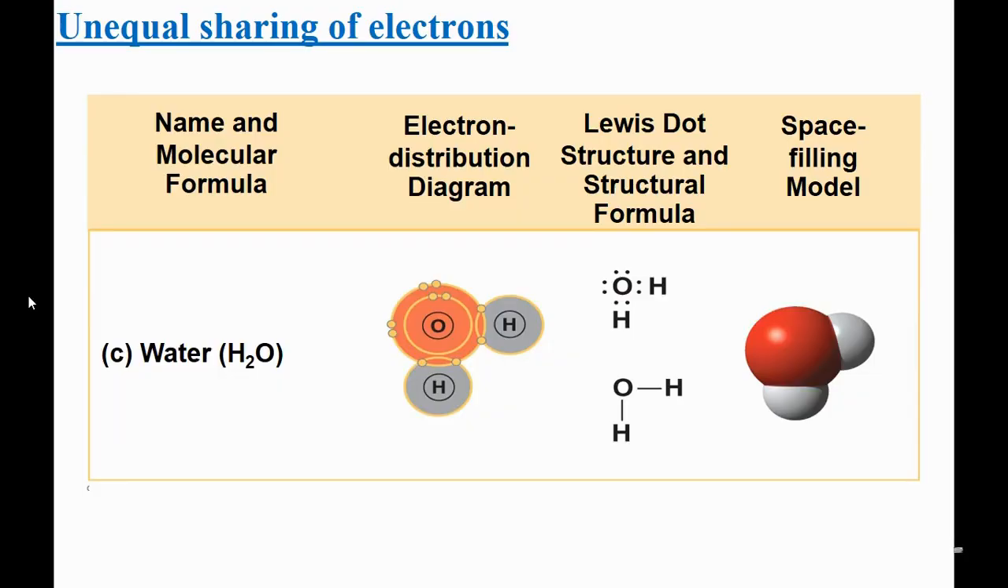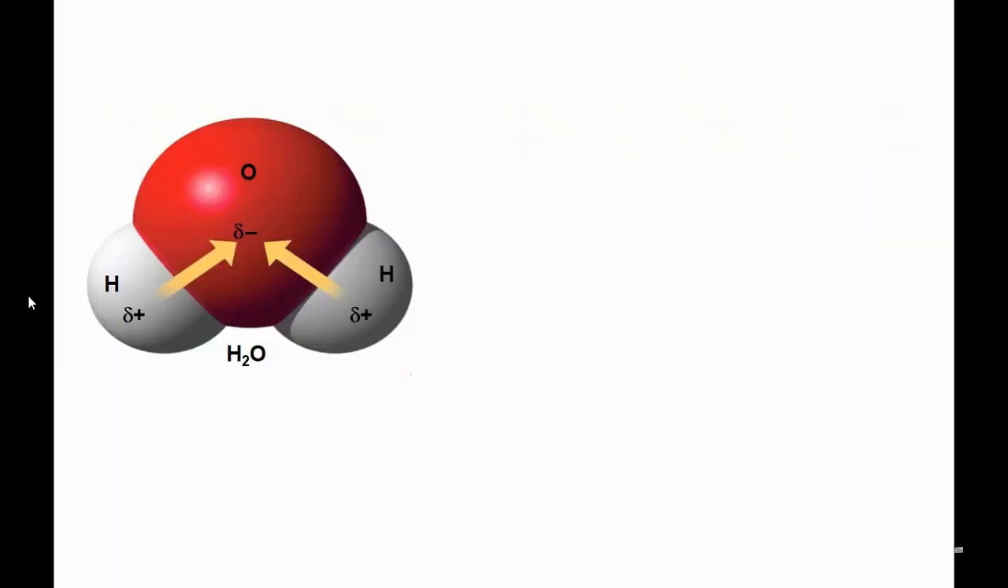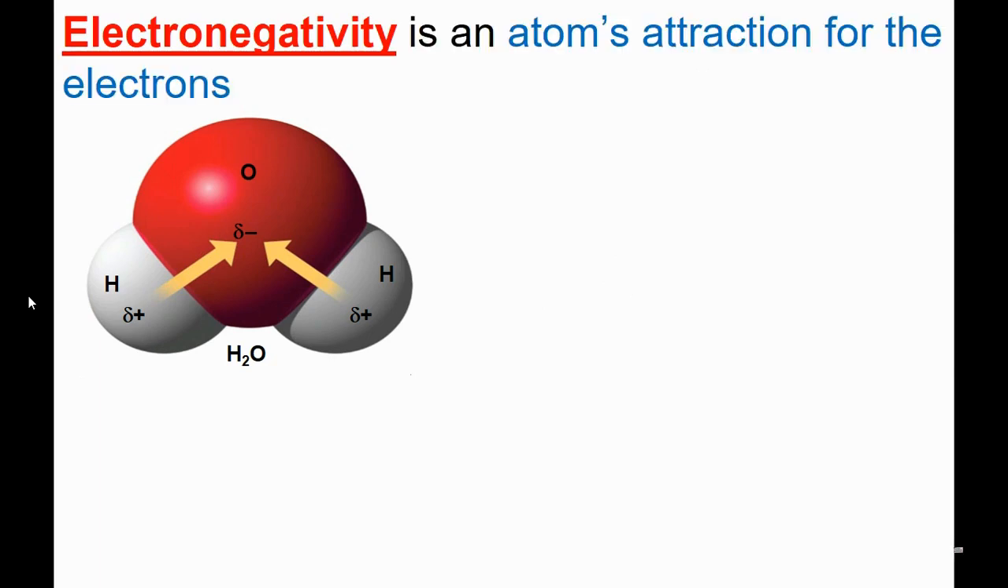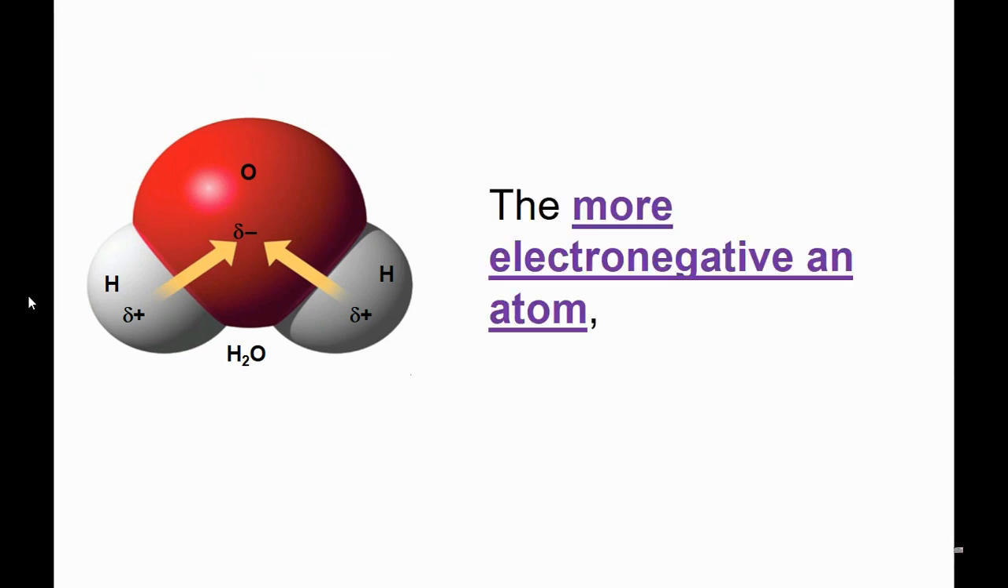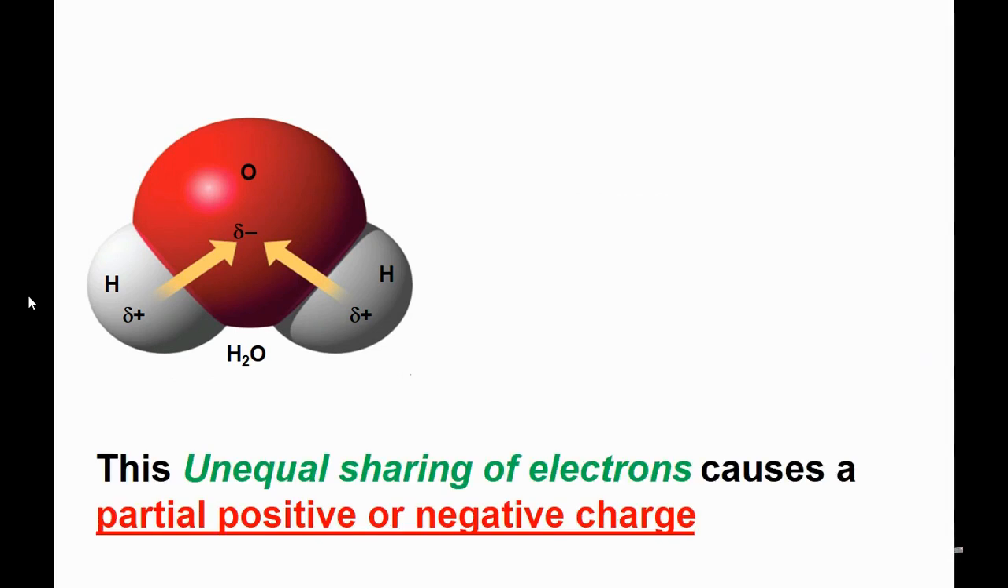Well, let's read a little bit. This says unequal sharing of electrons causes a partial positive or negative charge for each atom on the molecule. Here's a picture out of your textbook. You can see those partial positive and negative charges there. This is called electronegativity. It's an atom's attraction for the electrons in a covalent bond. The more electronegative an atom is, like those ones way over there on the right side, but not on the farthest column of the periodic table, the more strongly it pulls shared electrons towards itself. This unequal sharing of electrons causes a partial positive or negative charge for each atom. You can see that there.